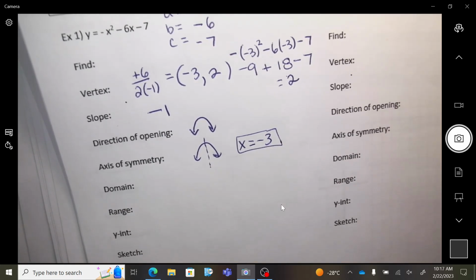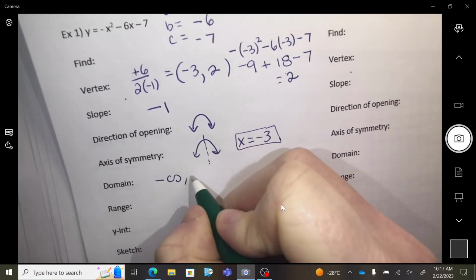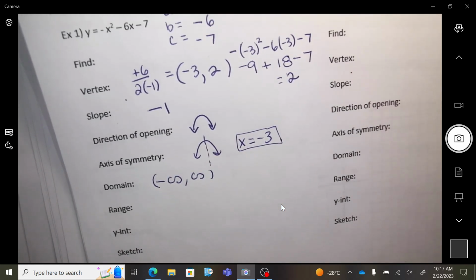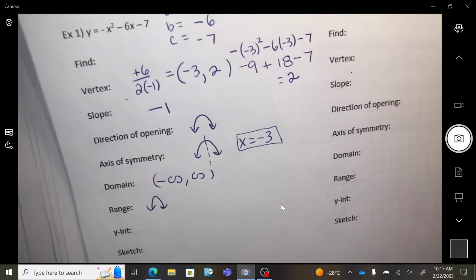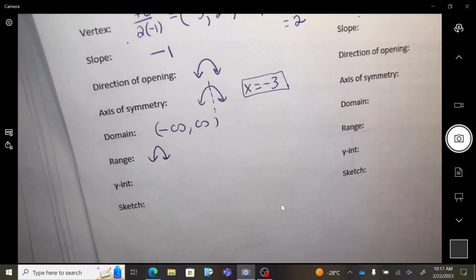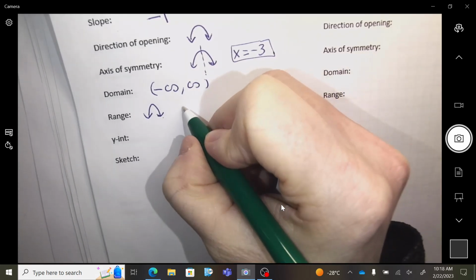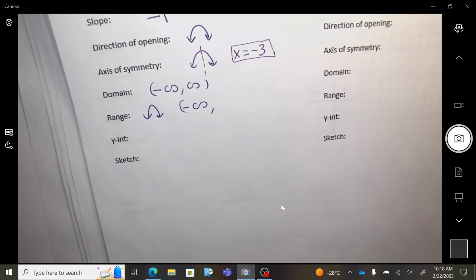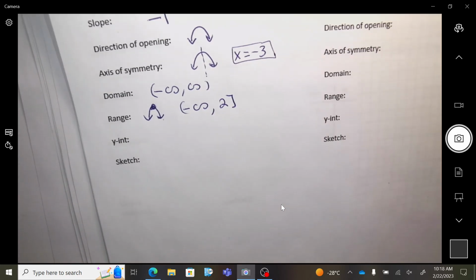What's the domain? Same. Always the same. What is it? Negative infinity to infinity. It goes out both ways. So we look like this. What is the range? What is the lowest height? Negative infinity up to the highest height of, what's the height of this, 2? Okay, you look at the y value for height.